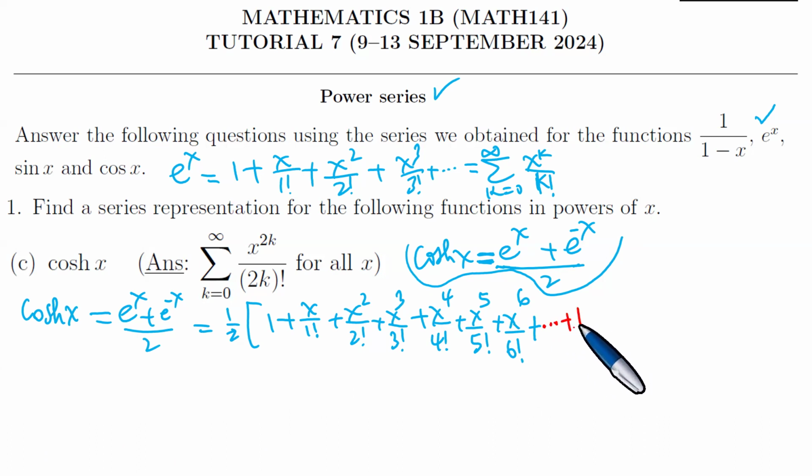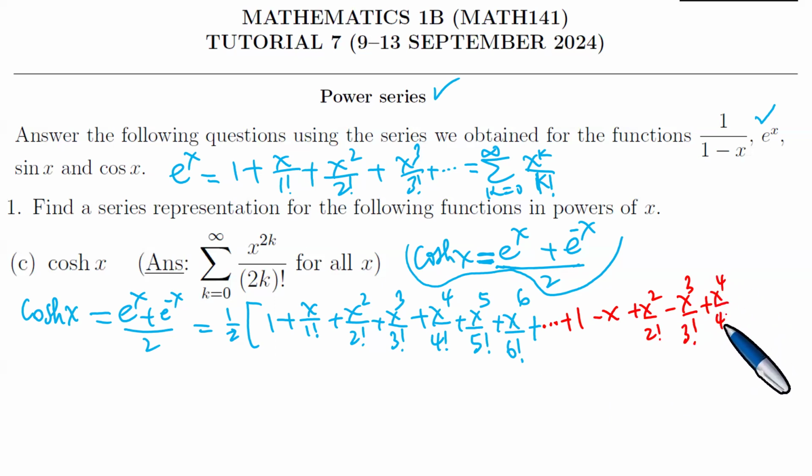Then you're going to have e to the minus x. It means that wherever there is x, you put negative x. If you put negative x and you square it, it becomes just x squared. If you cube negative x, it is negative cubed. Raise negative x to the 4th power, it is positive. Raise it to the 5th power, it is going to be negative. Raise it to the 6th power, positive again.